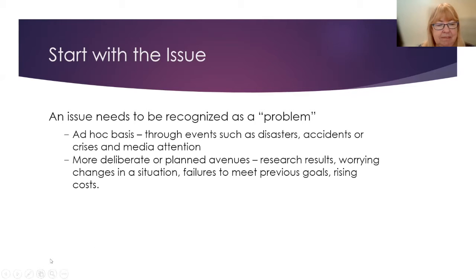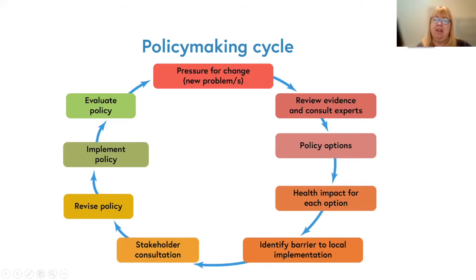So there's a policy making cycle, and it's always the same. It's something you can quote, and when you write up this section in 1.1, you probably want to put this cycle in. You can either put it in as a diagram, or put it in as a chart and talk through it. It always starts at the top here with the pressure for change or with a new problem, as I said. The next step is to review the evidence and consult the experts.